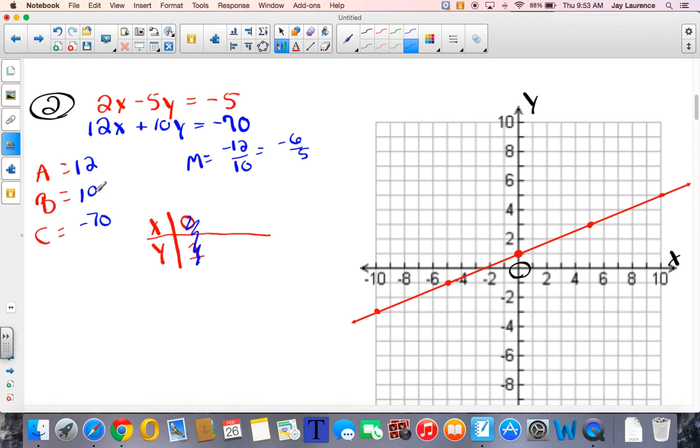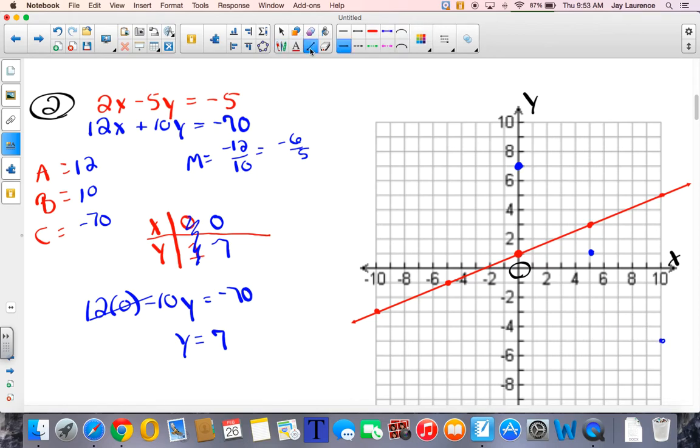Looks like the y-intercept is the easier one to find, or the prettier one. So I'll plug 0 in for x. So I'll get 12 times 0 minus 10y equals negative 70. And when I solve that, I'm going to get y equals 7. So the y-intercept is going to be 7. And the slope is down 1, 2, 3, 4, 5, 6, and right 5. Like that. And down 1, 2, 3, 4, 5, 6, and right 5.